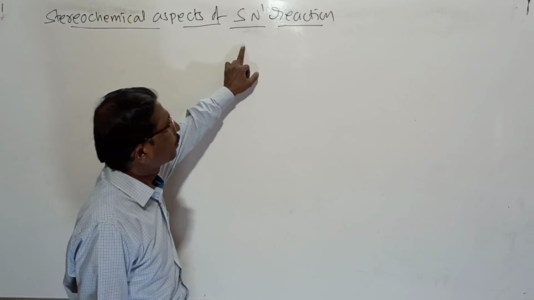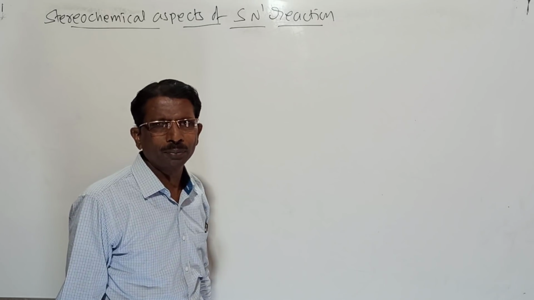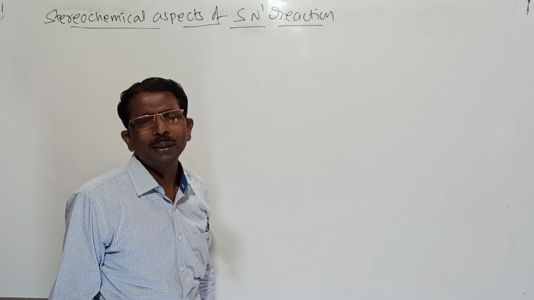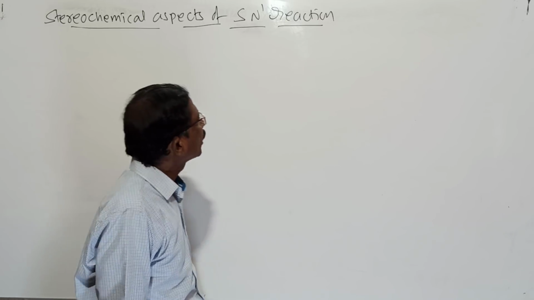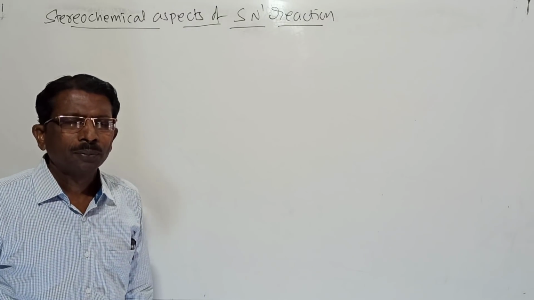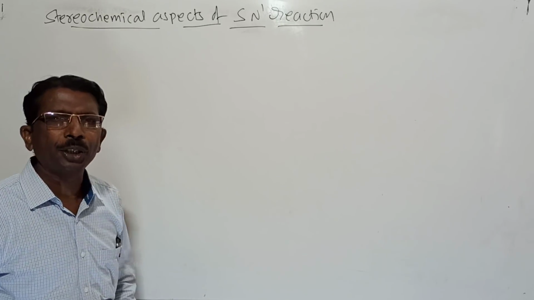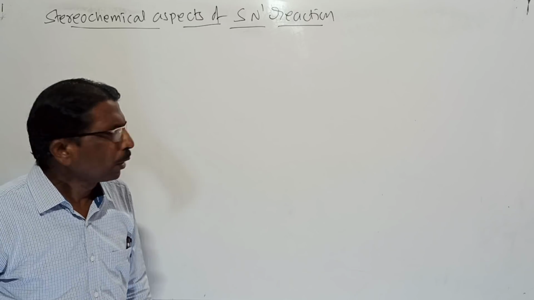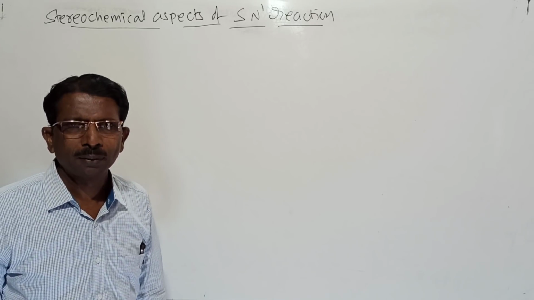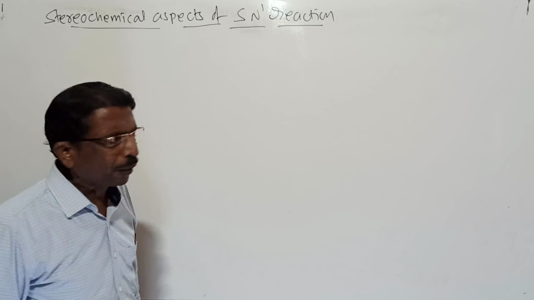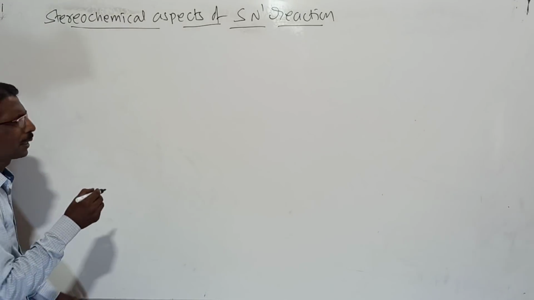Look here, it is a substitution nucleophilic first order reaction. So what happens here? In the SN1 reaction, the product formed is a racemic mixture. Then why does it form a racemic mixture? Because, look here, I will give an example.